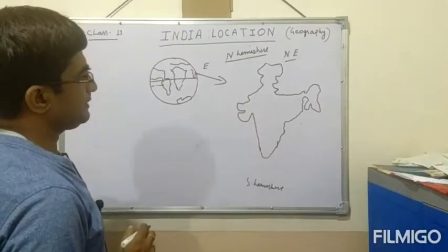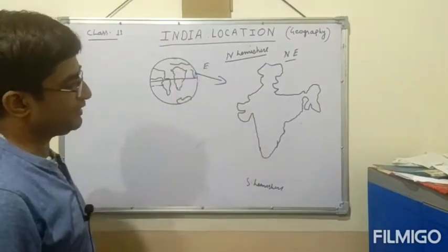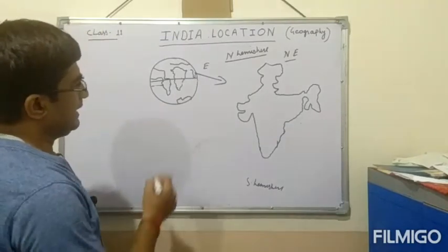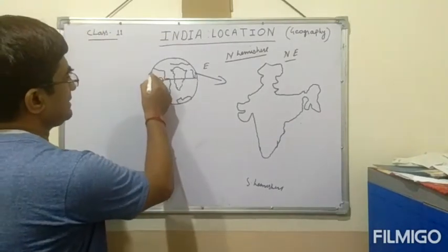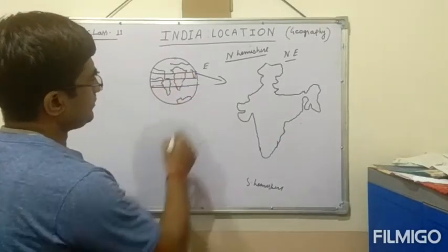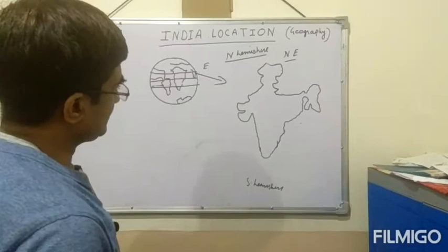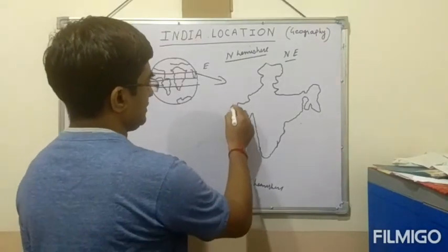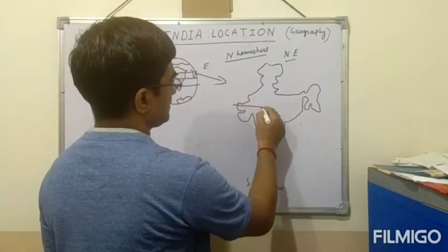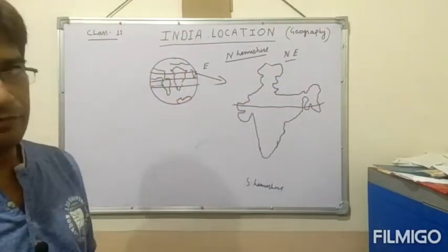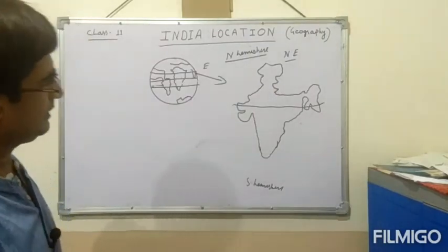And you remember the location of India, which is above the equator line, and there are two other lines. One is called the Tropic of Cancer and the second is called the Tropic of Capricorn. So you can better understand all these lines. This is the Tropic of Cancer.